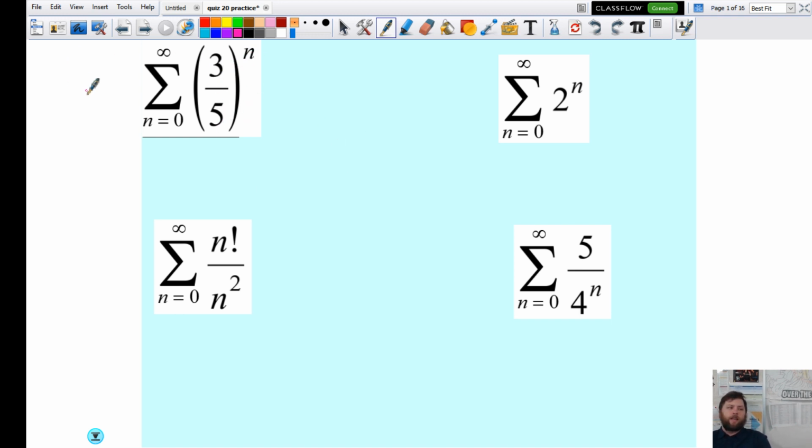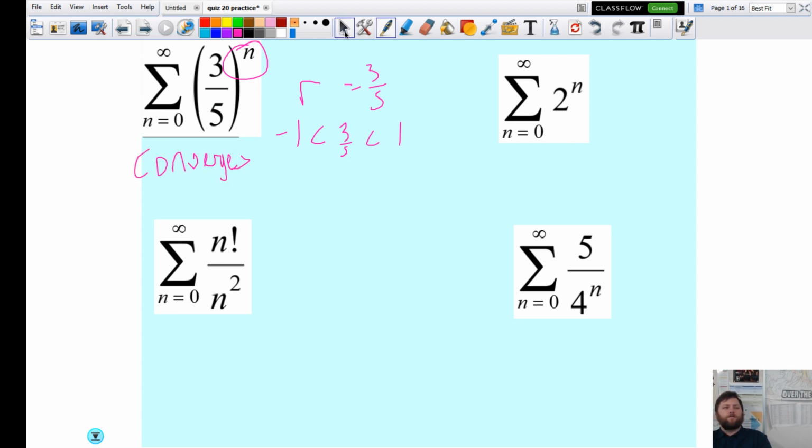So this one right here looks like a geometric series. Why? Because it has the n exponent right there. So I got to figure out what my r is. My r is equal to 3/5 because that's the thing being n exponented. Now I want to know if it converges or diverges. Does it converge? You bet, because 3/5 is between -1 and 1. It has to be between those two to converge. So we say it converges.